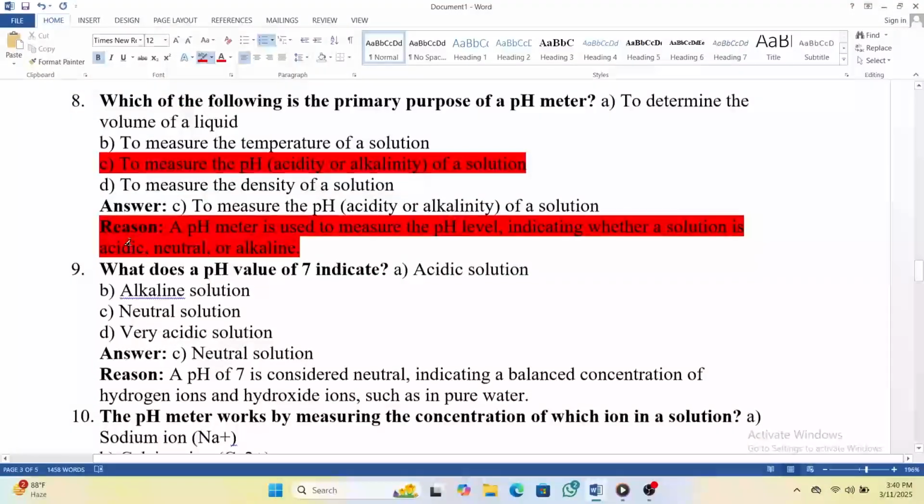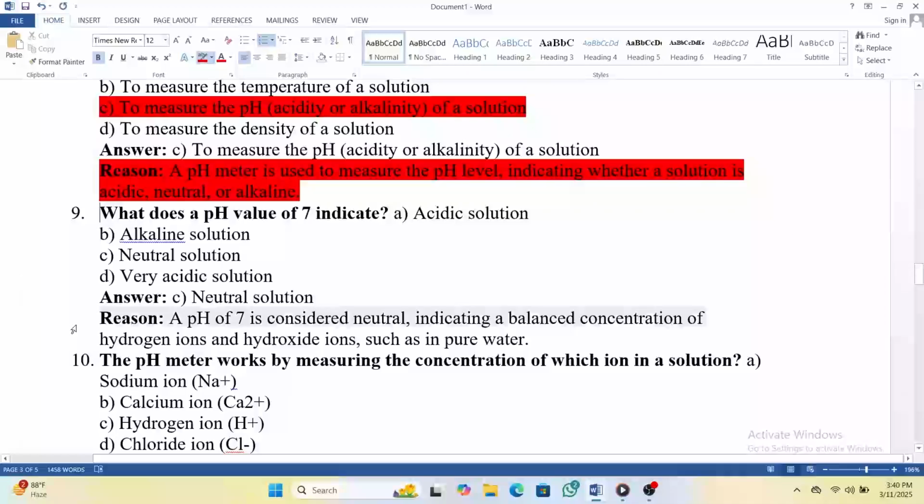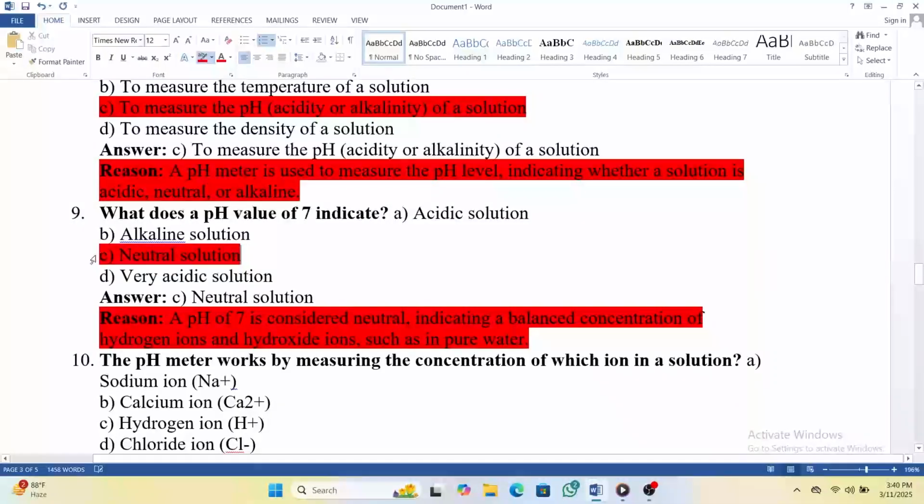pH meter questions. 8. Which of the following is the primary purpose of a pH meter? A. To determine the volume of a liquid. B. To measure the temperature of a solution. C. To measure the pH, acidity or alkalinity, of a solution. D. To measure the density of a solution. Answer. C. To measure the pH, acidity or alkalinity, of a solution. Reason. A pH meter is used to measure the pH level, indicating whether a solution is acidic, neutral, or alkaline.